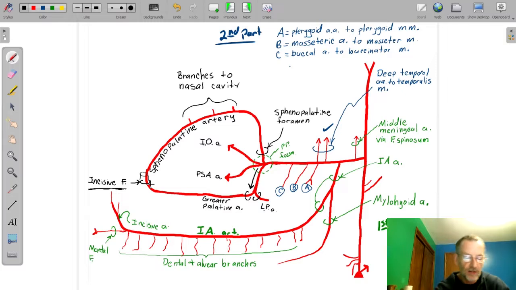And those two arteries anastomose and form sort of like a ring road. It pressurizes this circle. So that's not supplying teeth. That's supplying the nasal cavity and the soft tissues of the hard and soft palate. And then let's take a look at the IO and the PSA, which do the teeth.